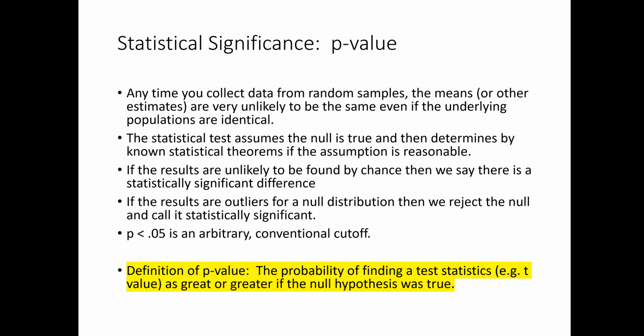If the results are unlikely to be found by chance, then we say there is a statistically significant difference. It is quite sad that the phrase statistically significant has been confused by many investigators to mean clinically relevant. And we're going to keep nailing on that point. A small p does not mean relevance. If the results are outliers for the null distribution, then we reject the null and call it statistically significant. P less than 0.05 is an arbitrary conventional cutoff.